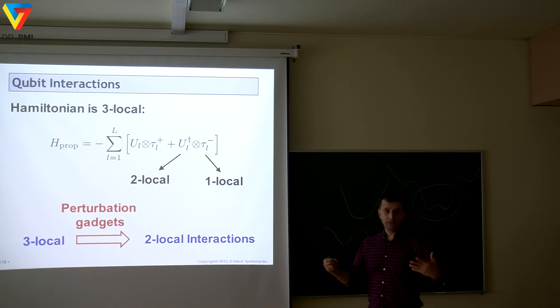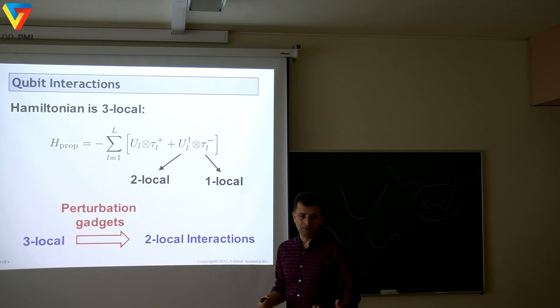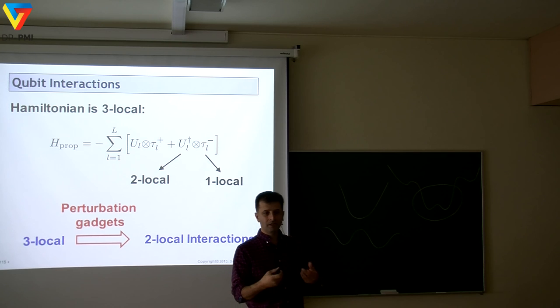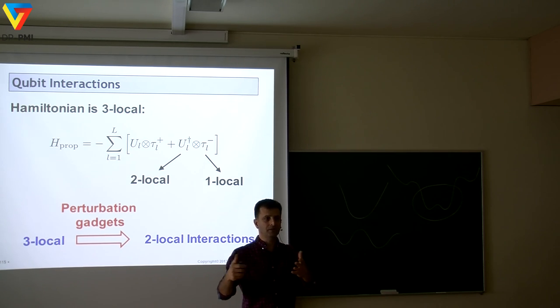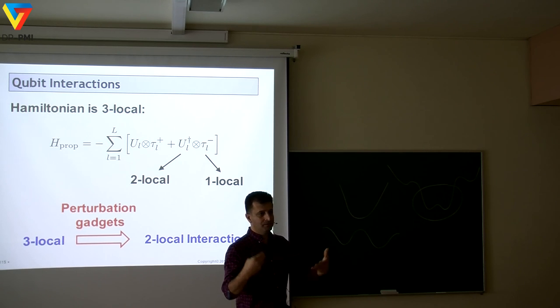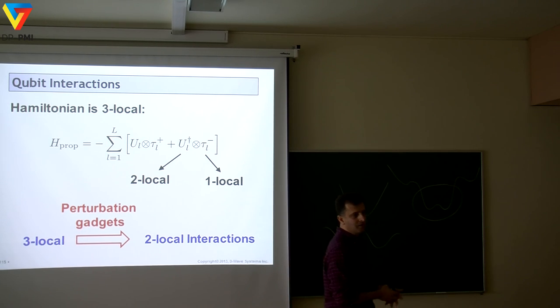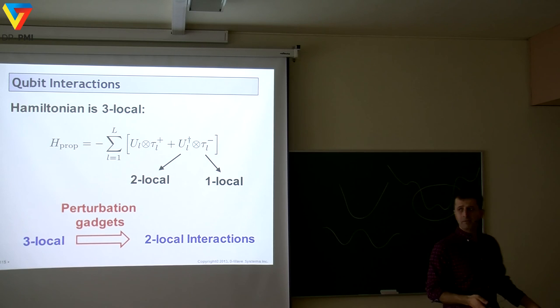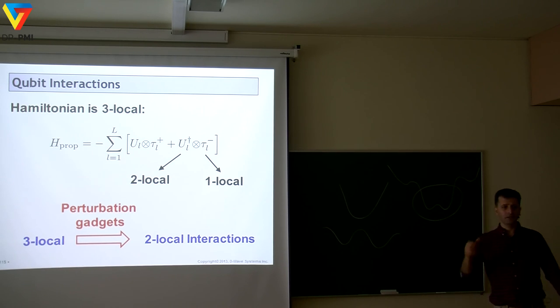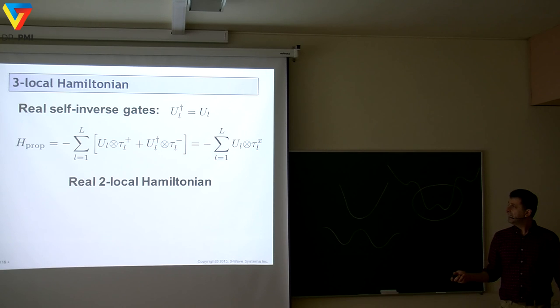But a 3-local Hamiltonian you cannot make, basically. Usually physics gives you 2-qubit interactions, it doesn't give you 3-qubit interactions. It's much harder to make 3-qubit interactions than 2-qubit interactions. But there are some perturbation gadgets that you can use to turn 3-qubit interactions into 2-qubit interactions.